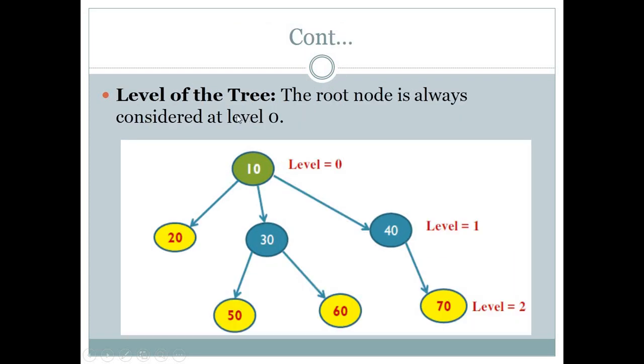Now let's see the level of the tree. The root node will always be considered as level 0. Next, the children of 10 will be at level 1.